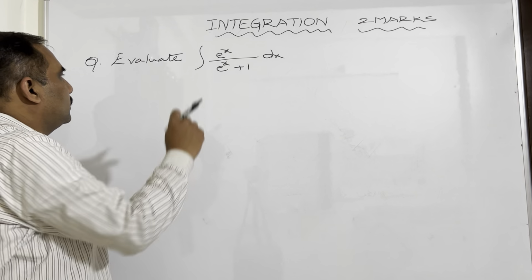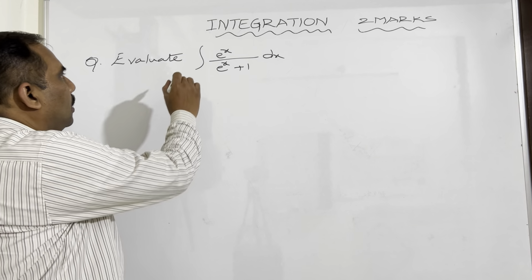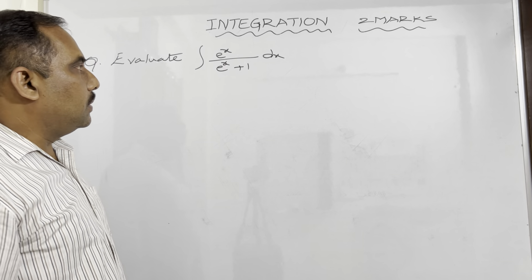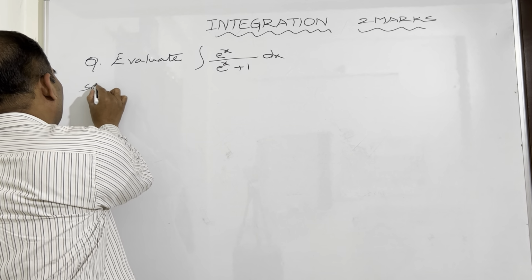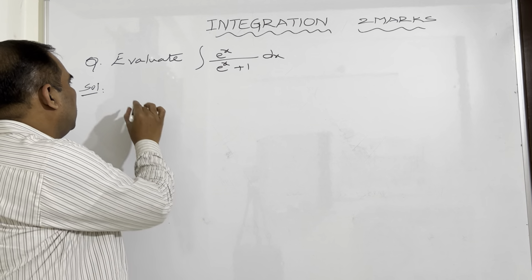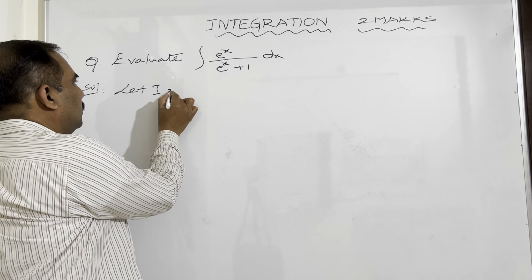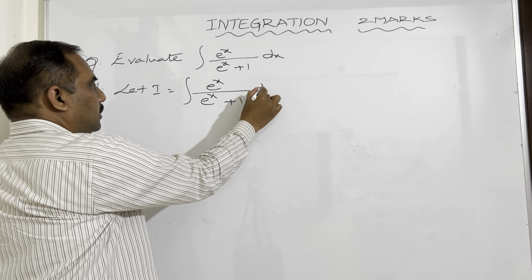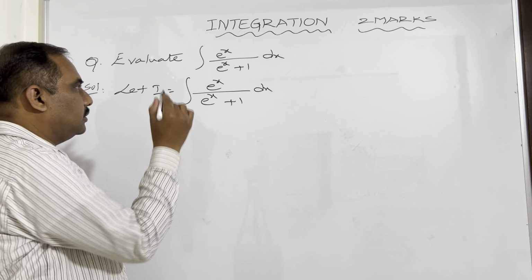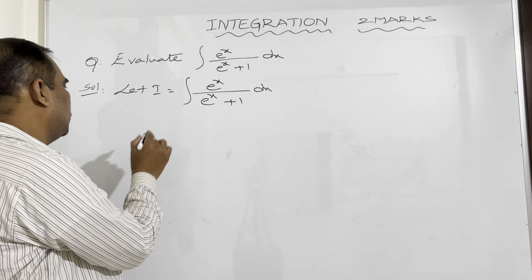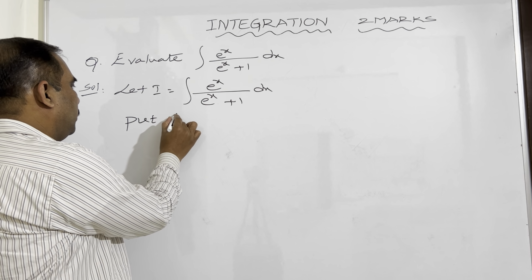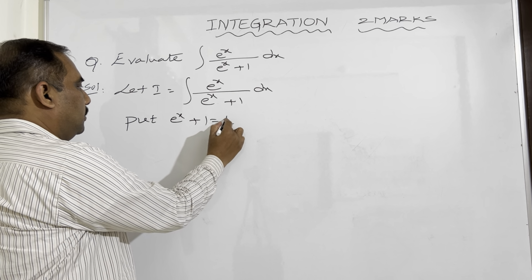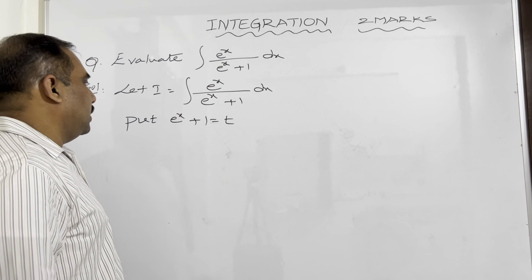Now we are going to discuss another integration 2 marks question. Evaluate integral e power x by e power x plus 1 dx. How to integrate this given function? Let I is equal to integral e power x by e power x plus 1 dx. Now by substitution method we can find the integral of the given function. So put e power x plus 1 is equal to t.